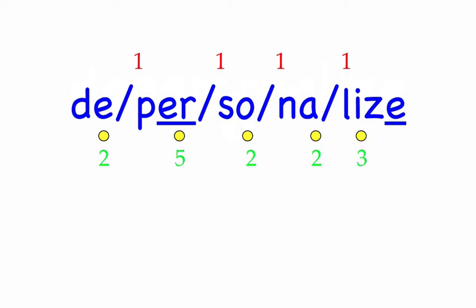Chiropractic. 4 syllables. First syllable, chi, two sounds, k, I. Ro, two sounds, r, o. Prac, 4 sounds, p, r, a, k. Tic, 3 sounds, t, I, k.